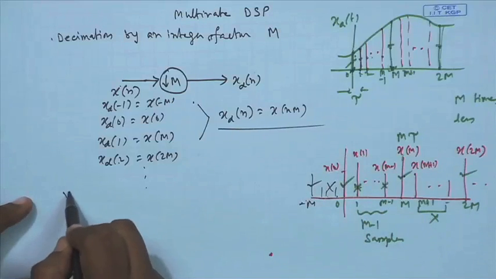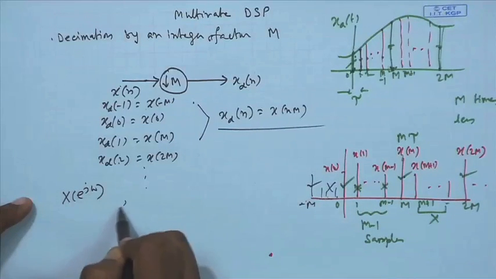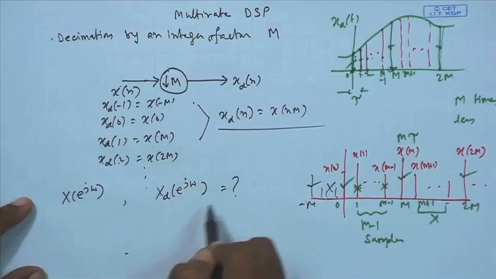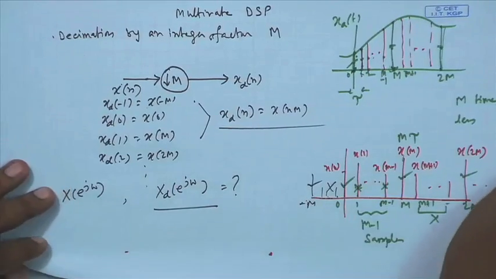Then the question is, given this DTFT, what is the DTFT of this? Equal to what? This will work out today. This is not an easy thing, it is a tricky thing. So, let us work it out.